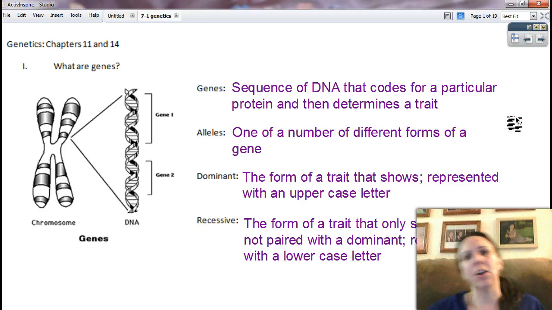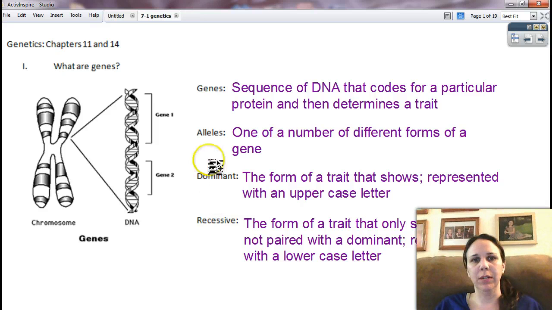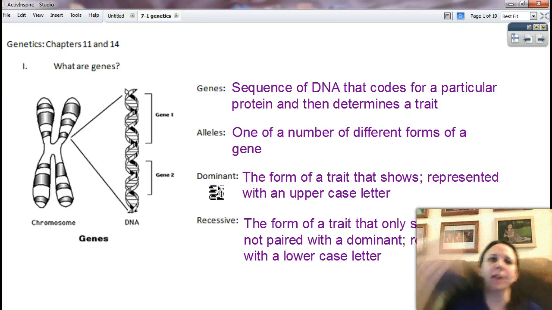Well, that depends on if their allele is dominant or recessive. A dominant allele is going to be the form of the trait that shows. So if I have a dominant gene or dominant allele, that's the one I'm going to show, no matter what. Doesn't matter if I have 1 of them or 2 of them. If I get 2 dominants, 1 from mom, 1 from dad, or 1 dominant from, excuse me, cat.